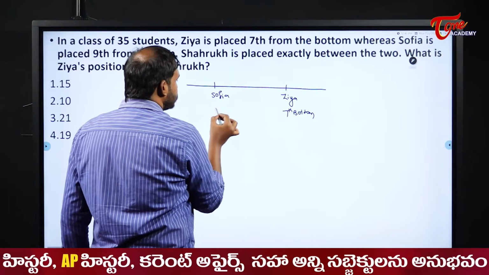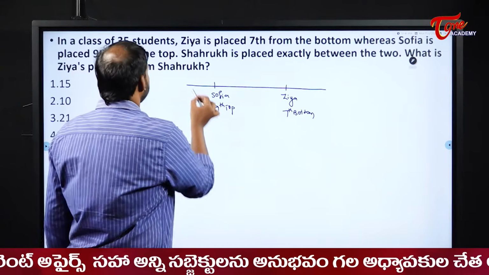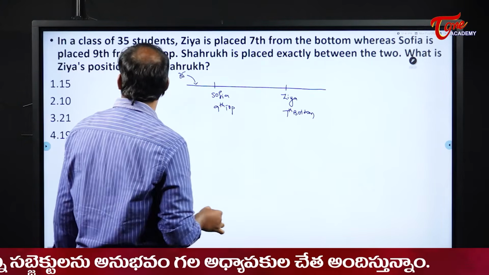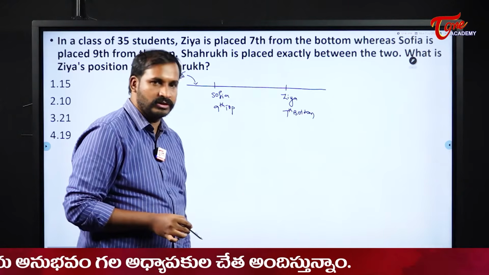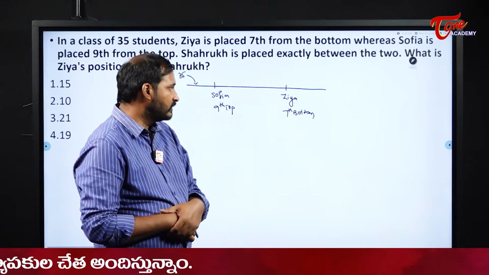Sophia is 9th from the top. In total, how many students are there in that class? 35. Shahrukh is placed exactly between the two. What is Zia's position from Shahrukh? Now, see here students, either you go with Sophia.